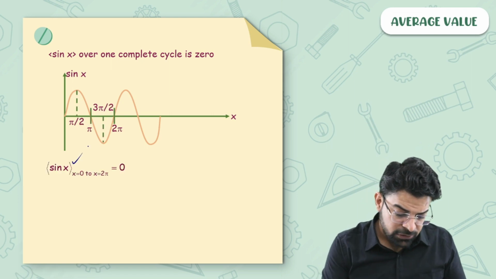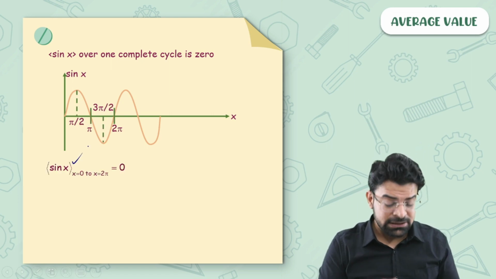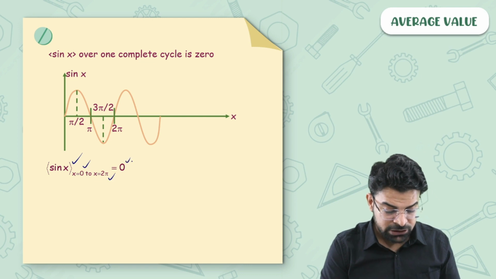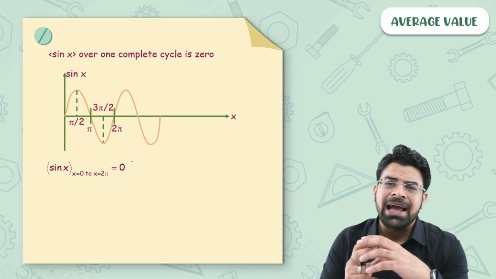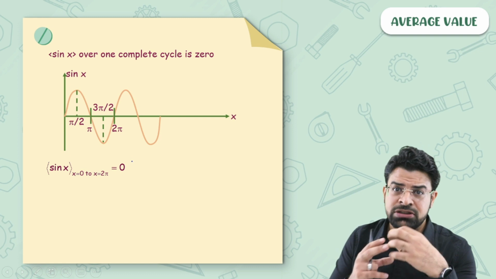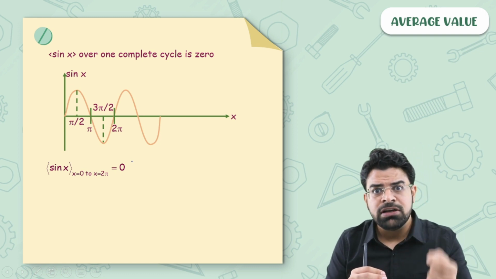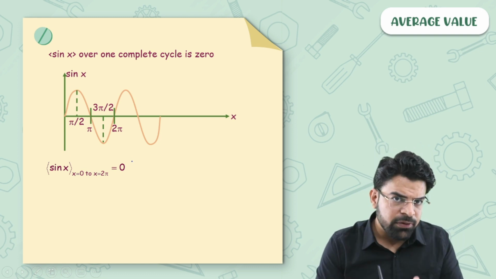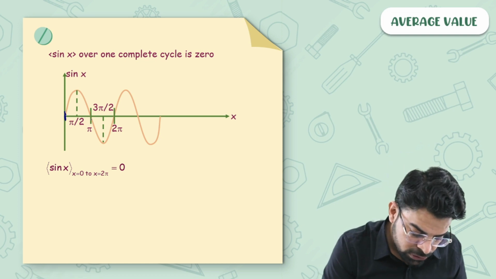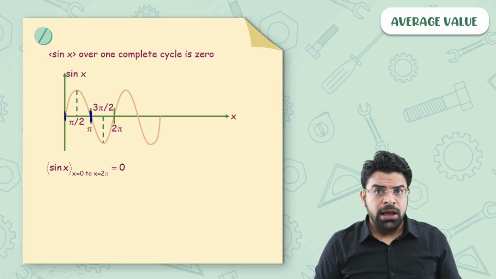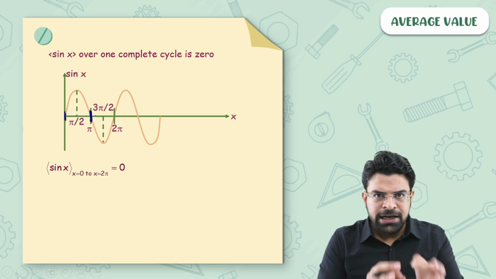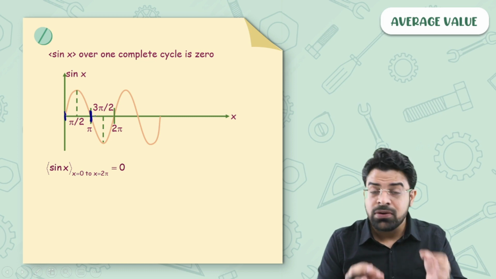So the average value of sin x over one complete cycle, as the x changes from 0 to 2 pi, is 0. Now, why is it necessary to say that the average value of sin x over one complete cycle is 0? What if we change the x from 0 to pi? If somebody asks you what is the average value of sin x as x changes from 0 to pi, you can't call it to be 0.